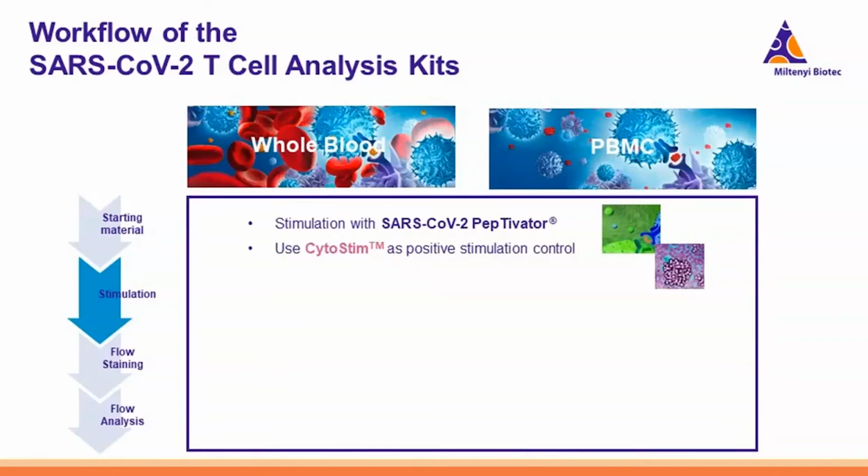To ensure that the cells used in the assay are functional and also responsive, our kit contains a reliable positive control, CytoStim. It has been developed for the rapid and efficient stimulation of human T cells by inducing the secretion of cytokines or the upregulation of activation markers within only a few hours. Additionally, during stimulation, all samples are supplemented with Brefeldin A to inhibit the transport of proteins to the cellular membrane and enhance intracellular cytokine staining.